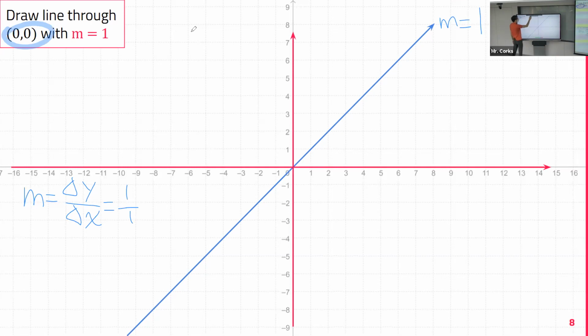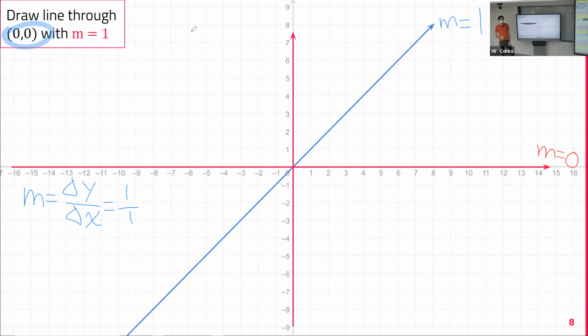Let's add these two special cases. I just talked about one of them a moment ago: a perfectly horizontal line on the x-axis. What is that slope? Zero. And then this perfectly vertical one is our undefined slope, m equals question mark.